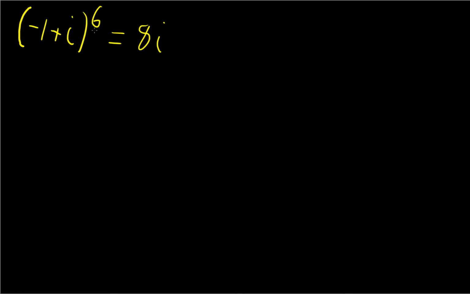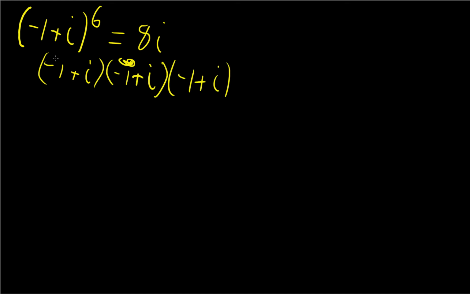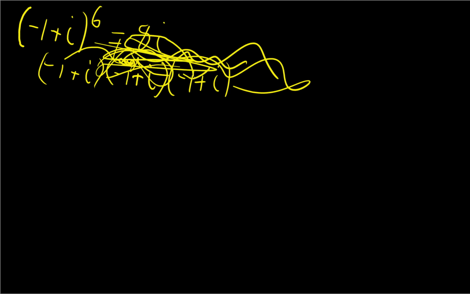Now this is tedious to do by hand. You have to basically do the binomial expansion, which means you're going to have to do -1 plus i times -1 plus i times -1 plus i, and by the time you multiply this to every term of every term, let's not do it that way at all. So what we're going to do to find -1 plus i to the 6th power is convert this to polar. This complex number works really well in polar.